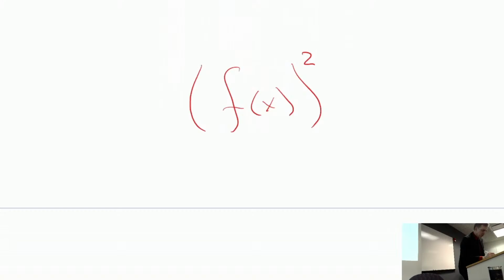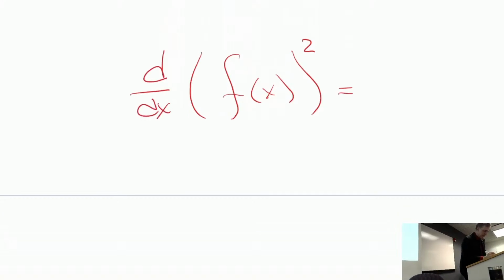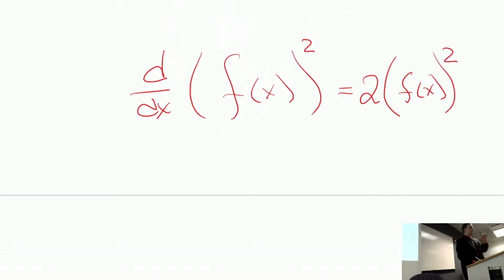So when you do the derivative of this thing, you end up with 2 times that something, squared. But the chain rule says I have to multiply by something else. Do you know what that something else is? No one knows? Come on. Not x. Okay, let's actually do it.